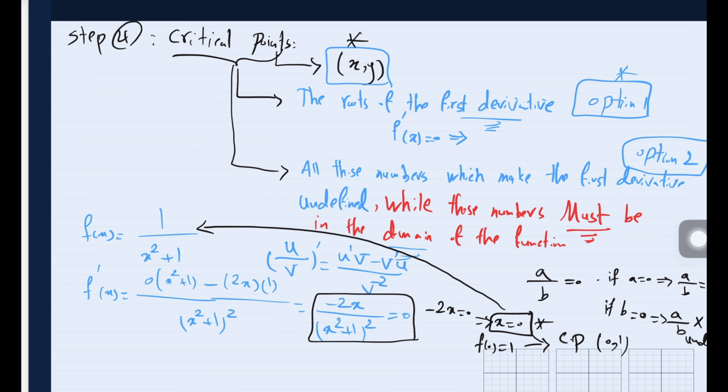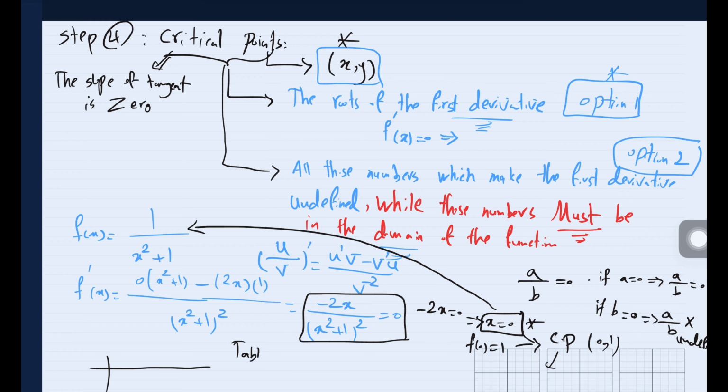So then if that is 0, then I can find the slope of the tangent before and after that point. So how can I know that? I need to create a table of sign analysis. So I call this table of sign analysis. I have this sign for critical point. So this is for critical point. Then I care about the first derivative.